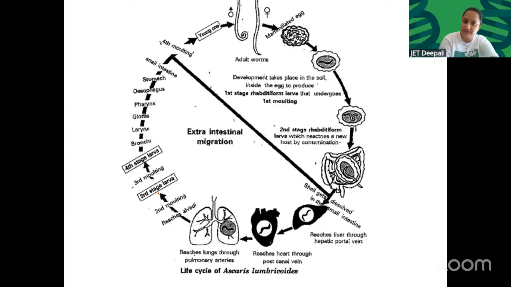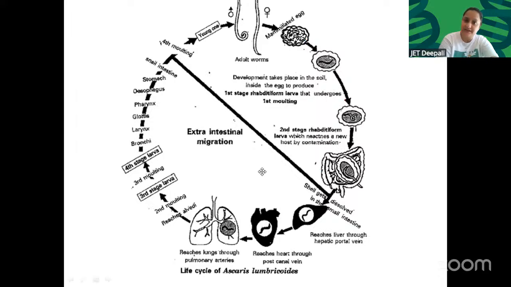second molting, third stage larva, third molting, fourth stage larva, then through the bronchi, larynx, glottis, pharynx, esophagus, stomach, small intestine. Then comes again the fourth molting stage, and the young one is there, the sexually matured young one, gives the eggs again, and the whole cycle is repeated again.